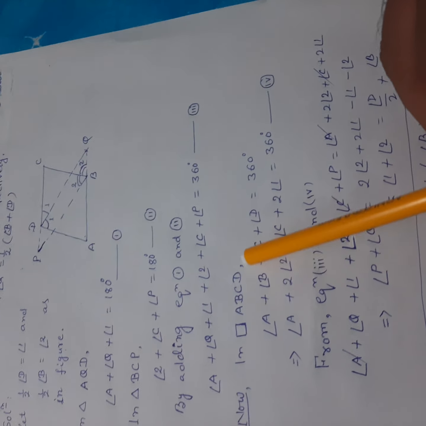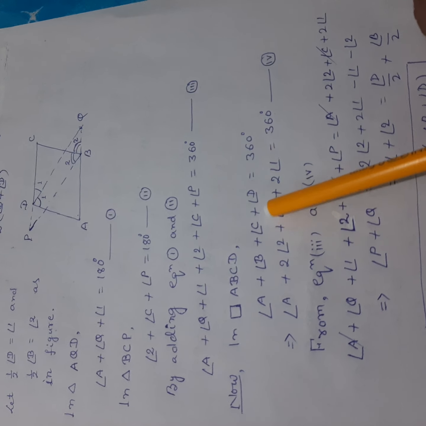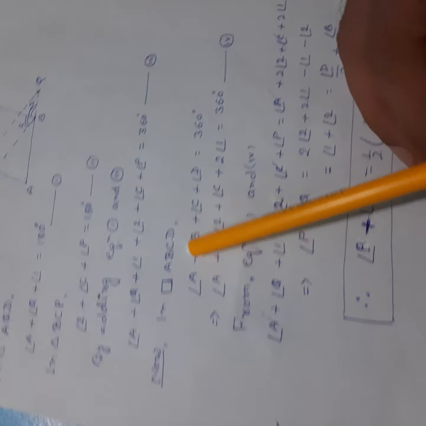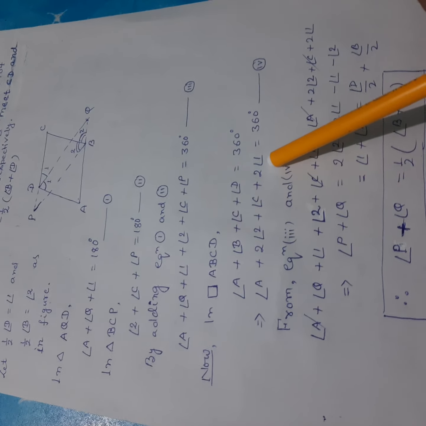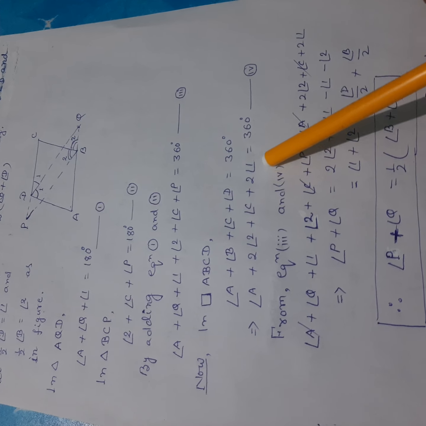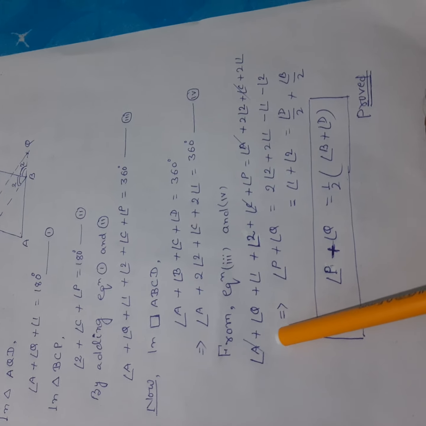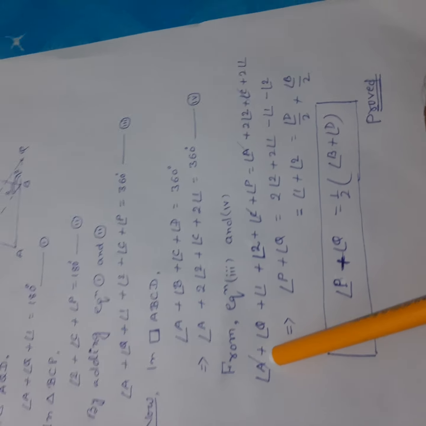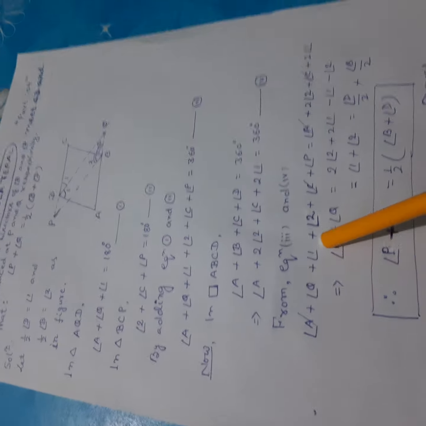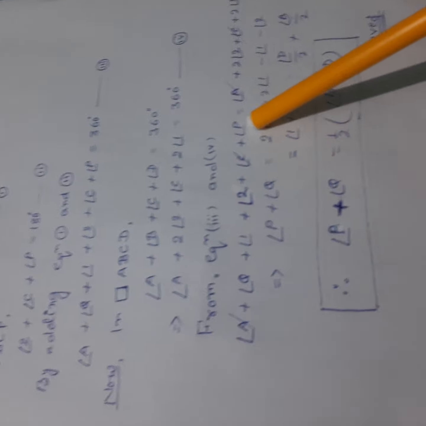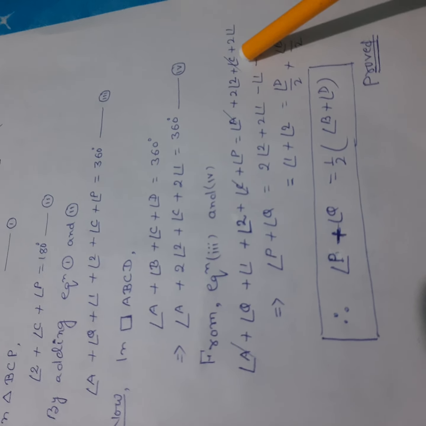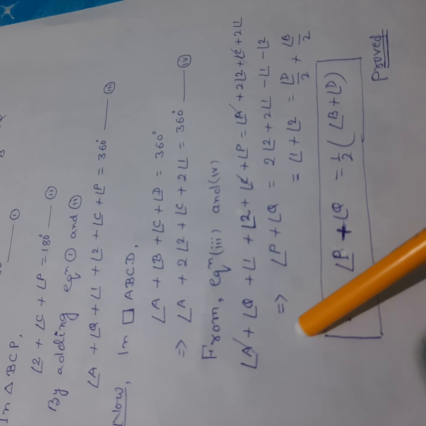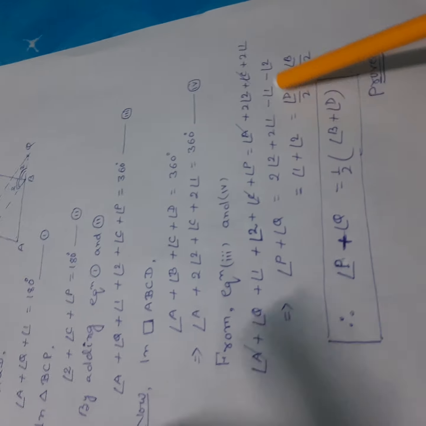Now in quadrilateral ABCD, angle A plus B plus C plus D equals 360. In place of B, we write 2 into angle 2. In place of D, we write 2 into angle 1. Now from equations 3 and 4, we write angle A plus Q plus 1 plus 2 plus C plus P equals angle A plus 2 into angle 2 plus C plus 2 into angle 1. On both sides, A and C cancel.